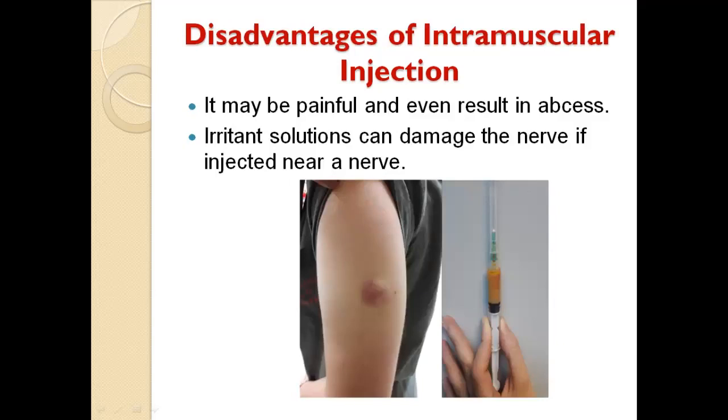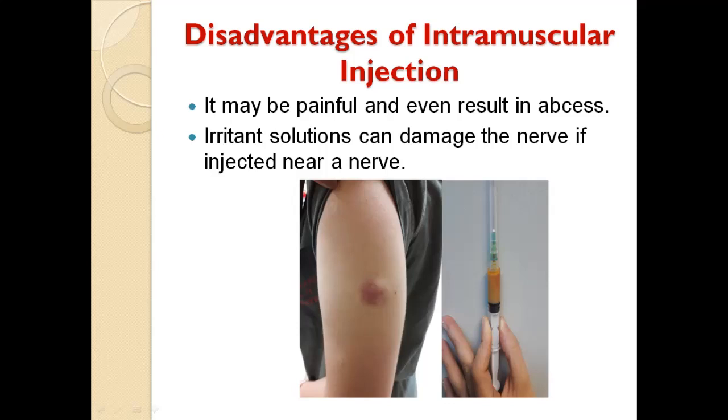The disadvantages of intramuscular injection: it may be painful and even result in abscess. So what is an abscess? An abscess is a swelling around the area of the skin. Therefore, in the nursing responsibility, when you are giving an intramuscular injection, after administering you have to rub that area to ensure that the drug is spread into the muscles.